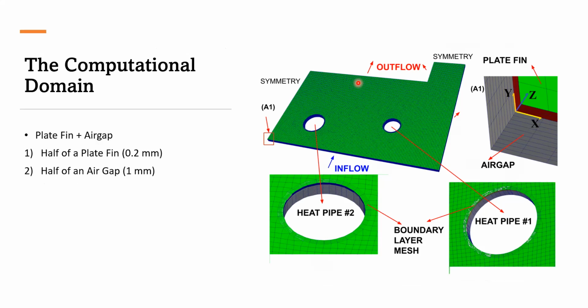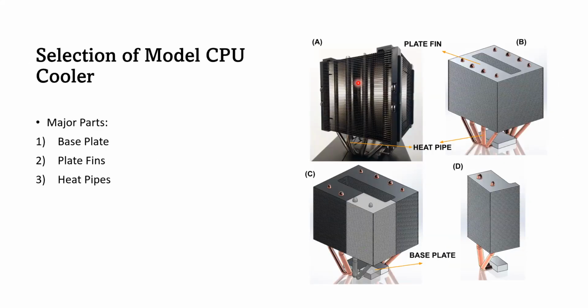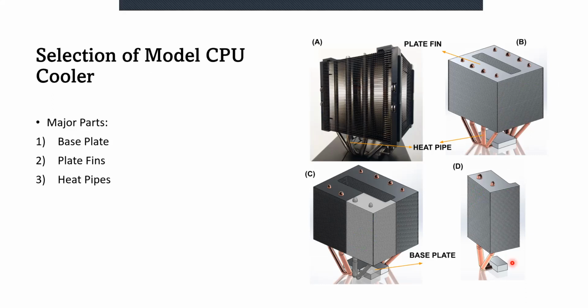The computational domain comes from the previous slide's picture D, where you can see 1/4 of the whole CPU cooler. In the computational domain, to save computational time and using the method of symmetry, we have selected only half of one plate fin and half of one air gap. This way we can save a lot of computational time.